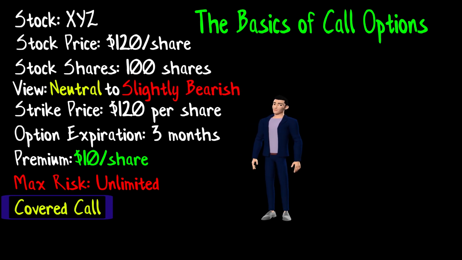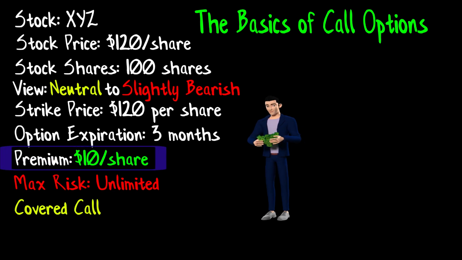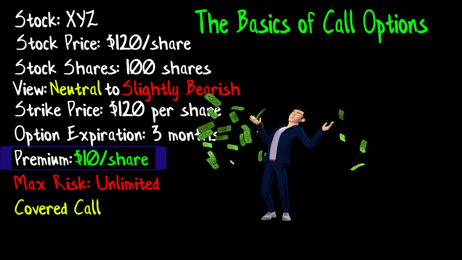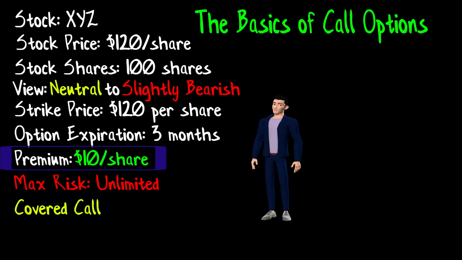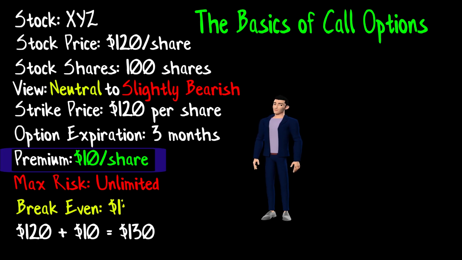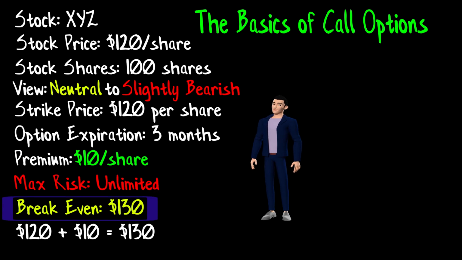Now, let's calculate our break even. Brad was paid a $10 per share premium to sell the call option. Yes, you heard that right. He was paid money to enter the trade. How cool is that? So Brad has to sell the shares at $120 to the buyer, but he got paid a $10 premium per share. So his break even is $120 plus $10, which equals $130 per share.